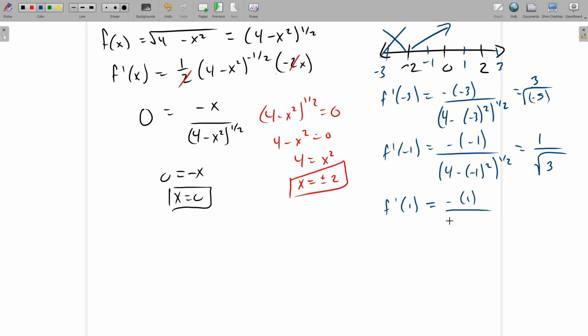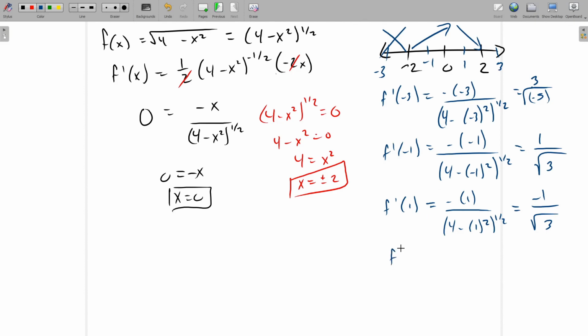I can also look at what happens when I plug in 1. So I have -1 over 4 minus 1 squared to the 1/2. So in the numerator we have -1, and we're going to get the same denominator as the previous when we plugged in -1. We're going to have the square root of 3. So now my answer is negative, so we are going to be decreasing on that interval.